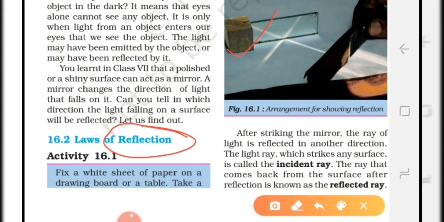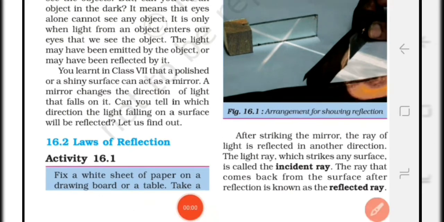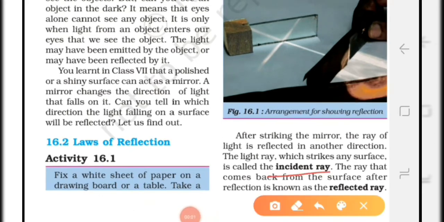Okay? It means the objects having polished shiny surfaces reflect more light than the objects having unpolished dull surfaces. Okay? Like a shining mirror. This shining mirror reflects back almost all the light that falls on it. Okay? And there are some important terms you should know. What is the incident ray and what is the reflected ray?